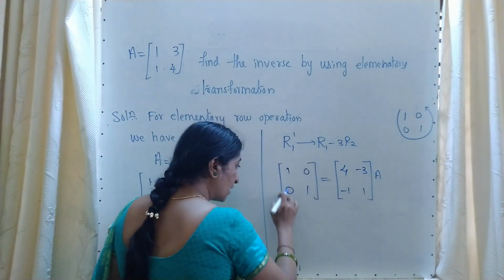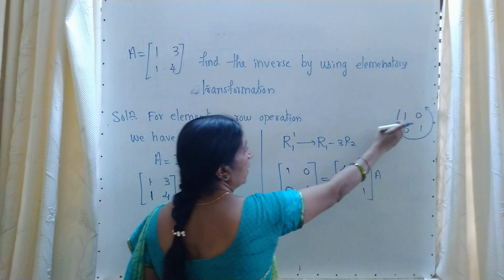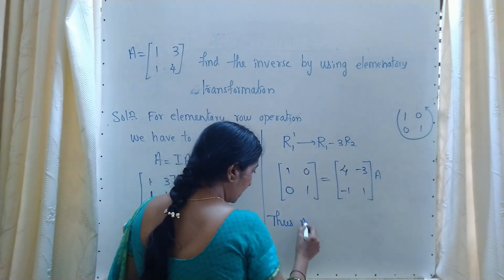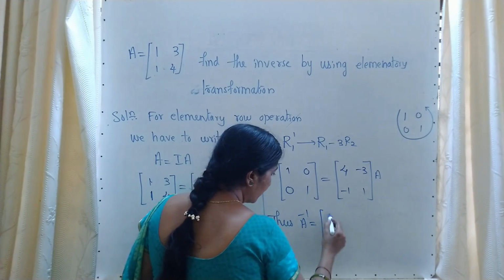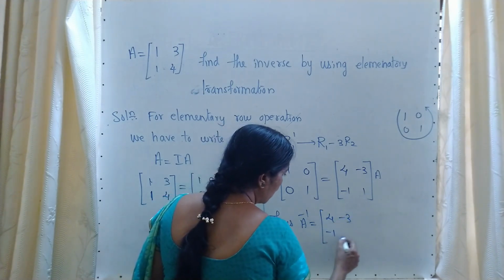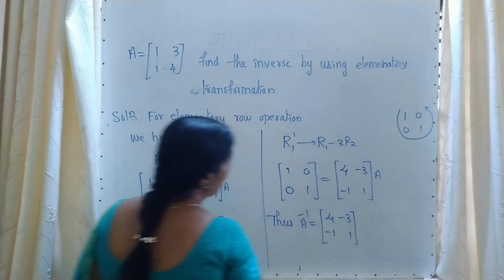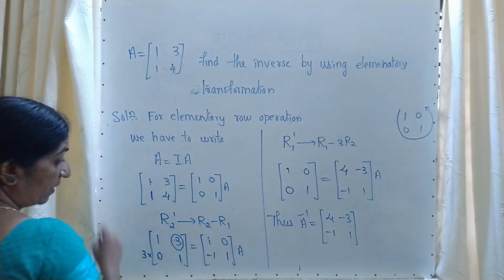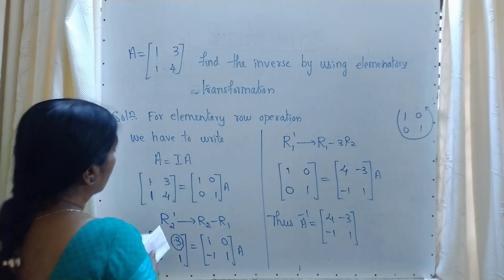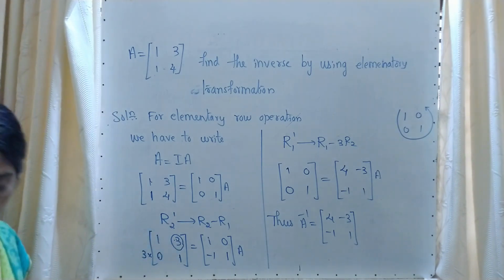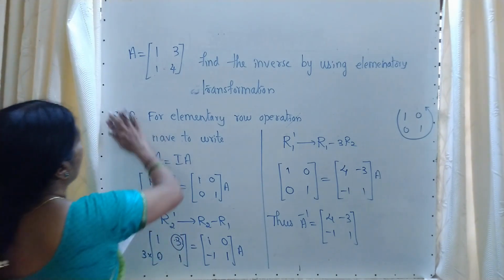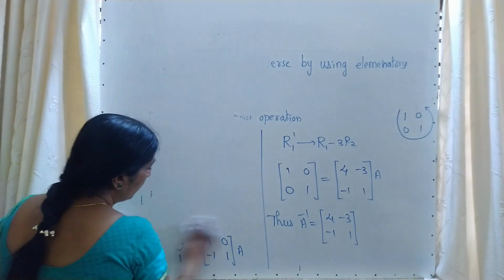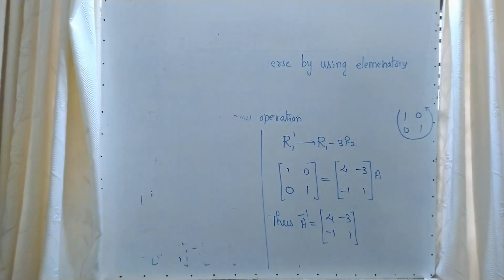So see that the left side, is it converted in the form of 1 0 0 1 or what? Thus A inverse is [4 minus 3; minus 1 1]. Understood? Now I am explaining for a matrix of order 3. For elementary row operation of order 3 I am explaining.